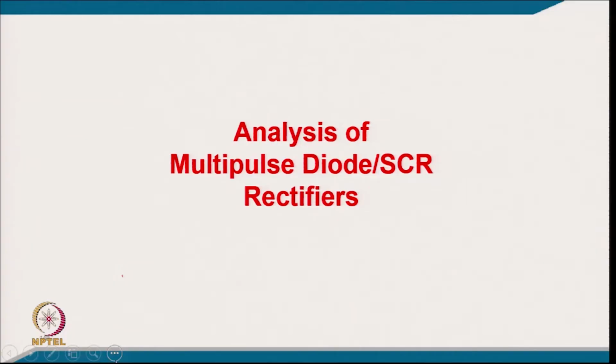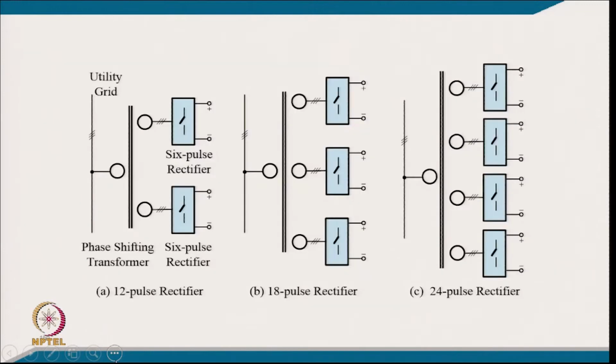Welcome to the course on power quality. We were discussing the improved power quality multipulse AC/DC converter. So, we will discuss today the analysis of multipulse uncontrolled and controlled converters, which consist of diodes and thyristors.